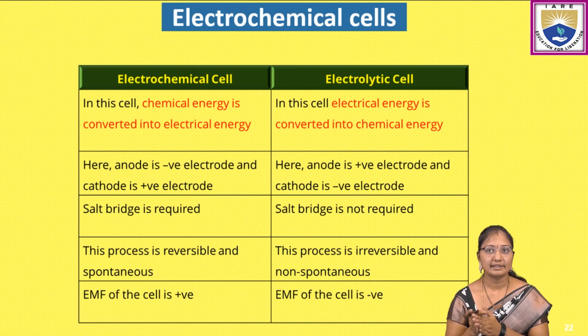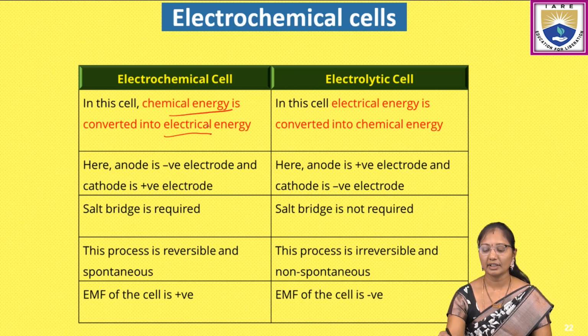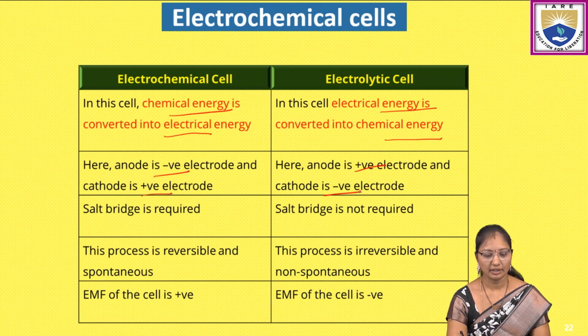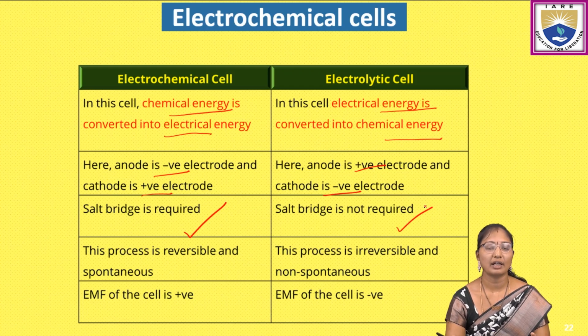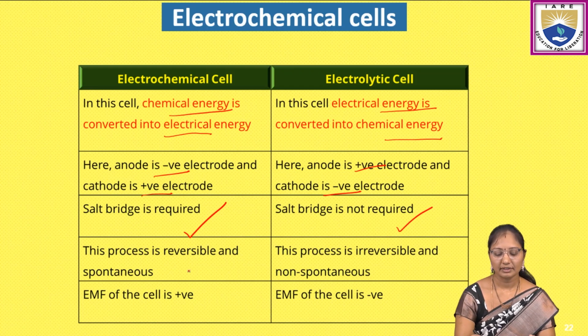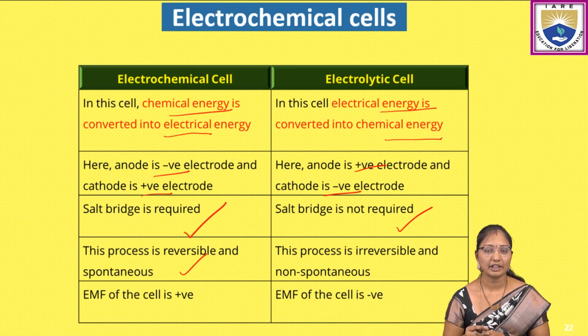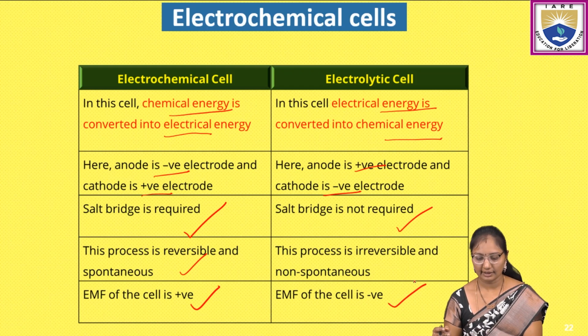That means the galvanic cells and the electrolytic cells. So here the chemical energy is converted into electrical energy. Here the electrical energy is converted into chemical energy. In galvanic cells, the anode is negative and cathode is positive. Here the anode is positive and cathode is negative. So the salt bridge is required between the anode and cathode. Here there is no need of a salt bridge. This process is reversible and spontaneous, whereas in electrolytic cells, this reaction is irreversible and non-spontaneous. Here the EMF, electromotive force of a cell, is positive, and here the electromotive force of a cell is negative.